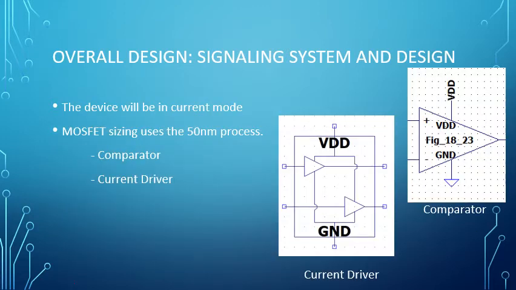Here we decided to go with the current mode option rather than the voltage mode option, because we wanted a little less noise going into the receiver. For the MOSFET sizing, we decided to go with the 50 nanometer process because the VDD going into this diff amp, or the comparator we're using, is 1 volt. That's close to what we need going into the chip, so they're very similar external voltages coming into the PCB.